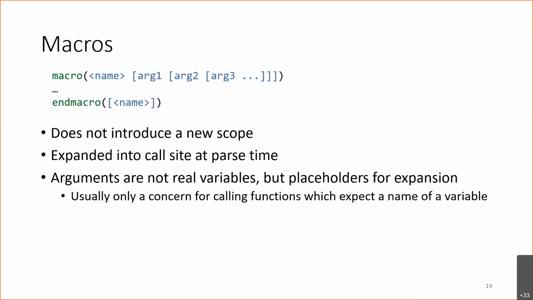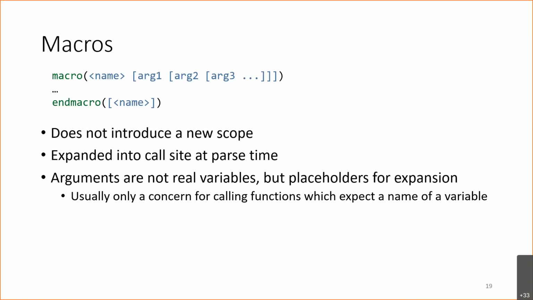Then we have macros, same basic syntax in terms of the CMake side. In contrast with functions, macros don't introduce a new scope, and they are expanded into the call site at parse time. And kind of as a consequence of this, your arguments aren't real variables, but just kind of placeholder names for use in the expansion process.